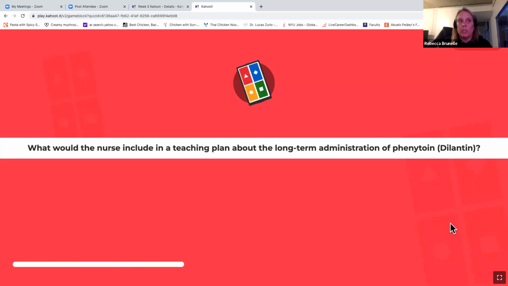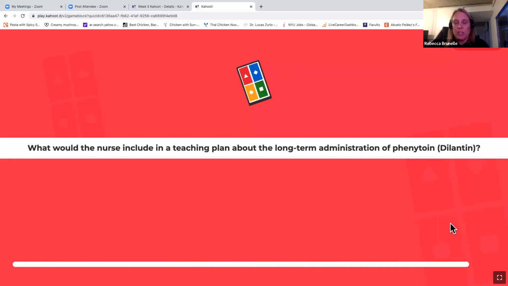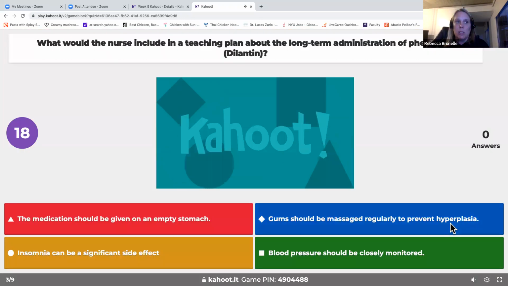What would the nurse include in a teaching plan about the long-term administration of Dilantin, or phenytoin? The medication should be given on an empty stomach. It can result in insomnia. Gums should be massaged to prevent hyperplasia. Or the blood pressure should be closely monitored.